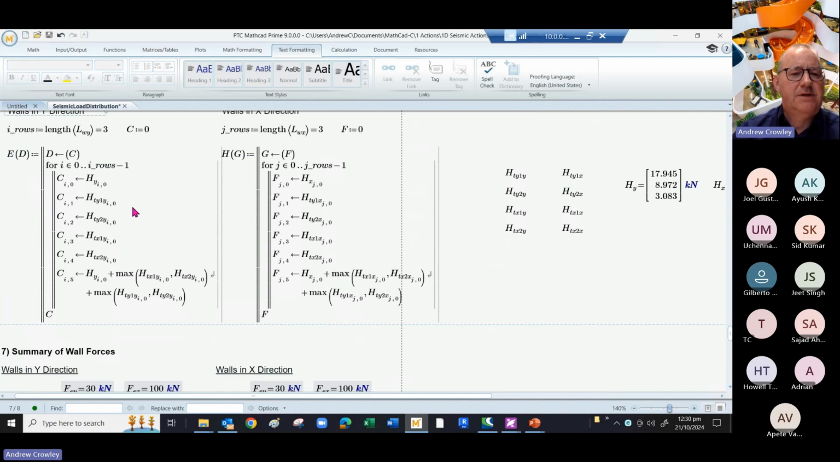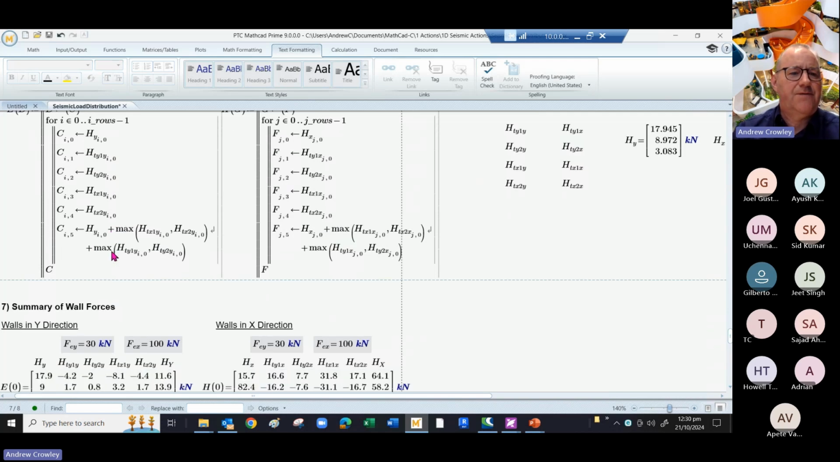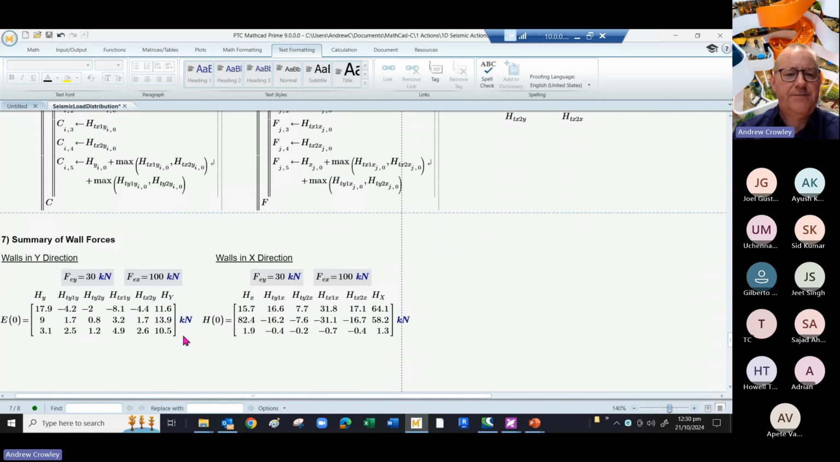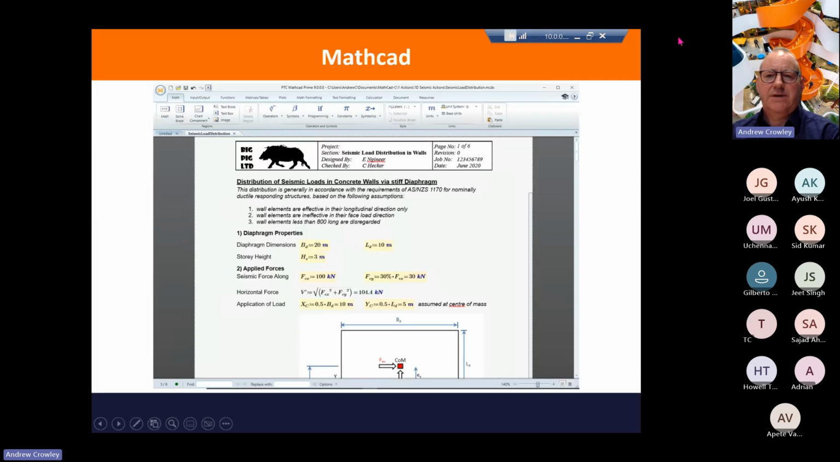tables. So here is the basic shear, and these are the 4 load cases, and then we're doing a comparison with the maximum of the loads in either direction to get our final figure, the HY. Okay, so that was the Mathcad.